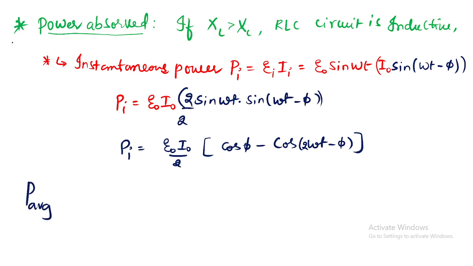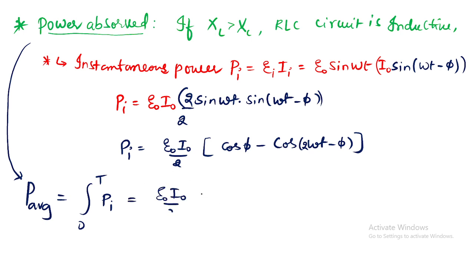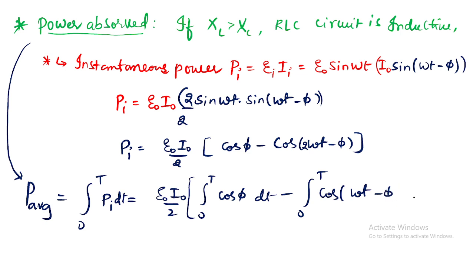Average power, only the absorbed power, is nothing but the integration from 0 to T of P instantaneous. Next, you will apply the integration: E naught I naught divided by 2, integration 0 to T of cos pi dt, then minus integration 0 to T of cos of (2 omega t minus pi) dt.